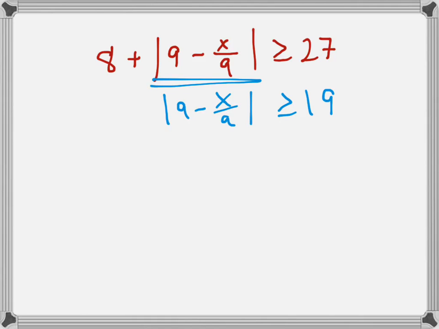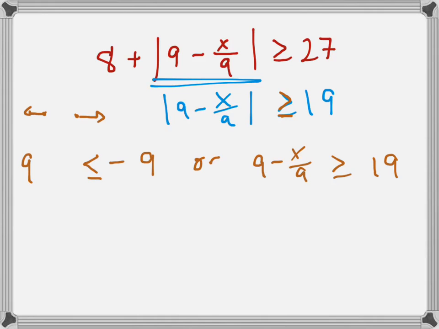Now notice that this is greater than or equal to, which means it's going to be an OR problem. So I'm going to write it two ways: 19 on this side and make it a positive, and I'm going to write negative 19 on this side and flip the sign and leave what's on the inside how it was. Negative 19. And now I'm going to solve each of these inequalities.